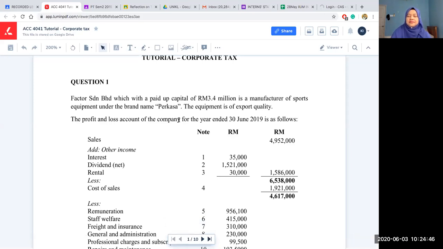What do you think? Non-deductible. Ha? When it comes to paid up capital, if the paid up capital of the company is 2.5 million and below, it means that if you are a small medium enterprise, the tax rate will not be 24%, but the first 500,000 of the chargeable income will be at 18%, and the balance will be at 24%. It means that for this smaller company, with paid up capital of 2.5 million and below, the tax rate is lower, rather than a flat rate at 24%. So that's the implication of giving information on your paid up capital.